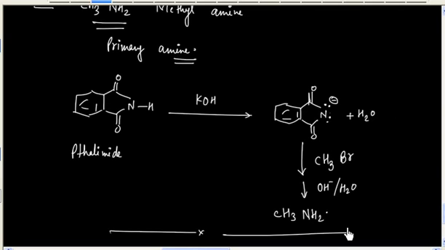So Gabriel phthalimide synthesis can be used for preparation of primary amine, and the mechanism is simple. First step is an acid-base reaction, next step is a nucleophilic electrophilic reaction, and finally we have hydrolysis. The hydrolysis step is similar to hydrolysis of amide. Only thing is, this time we have 2 times hydrolysis. So finally nitrogen gets freed and nitrogen has 2 hydrogen.